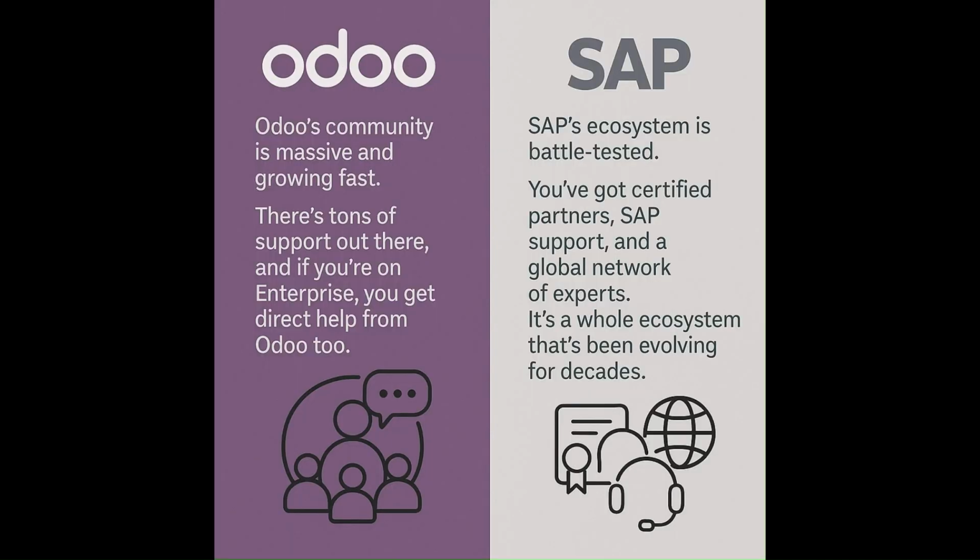Odoo's community is massive and growing fast. There's tons of support out there, and if you're on enterprise, you get direct help from Odoo too. SAP's ecosystem is battle-tested. You've got certified partners, SAP support, and a global network of experts. It's a whole ecosystem that's been evolving for decades.